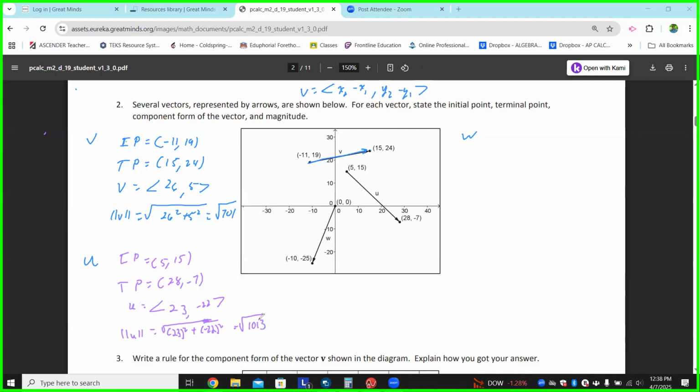Very good. Again, if you weren't getting that number, it could be that you weren't putting your negative in parentheses when plugging into the calculator, and then that could cause you to get a different answer. All right, last one. What's the initial point of W? Terminal point of W?